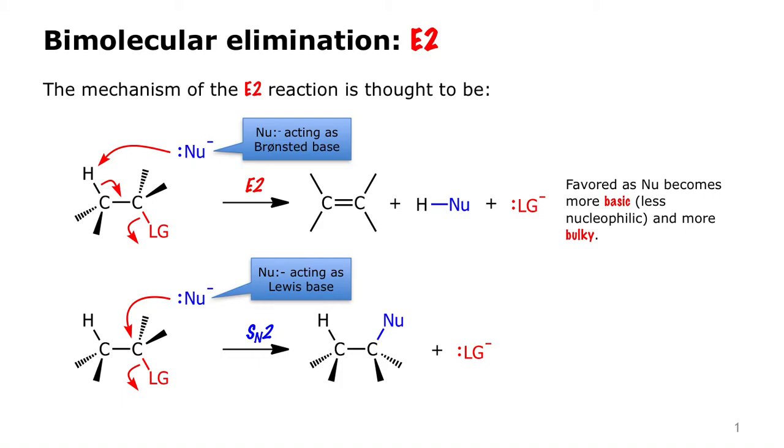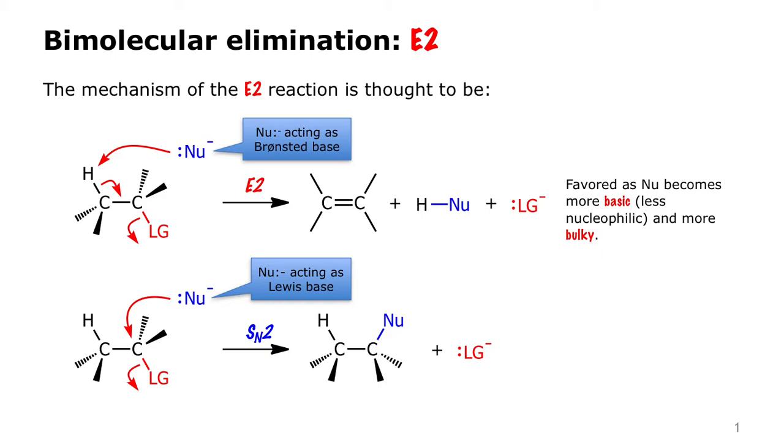Another mechanism by which elimination occurs is known as the E2 mechanism. And an example of that in a generic sense is shown here at the top of this slide. In this type of elimination, the nucleophile acts not as a nucleophile, but rather as a Bronsted base by virtue of a non-bonded pair of electrons, extracting a hydrogen from the substrate and causing the formation of a pi bond and loss of the leaving group all in one step.